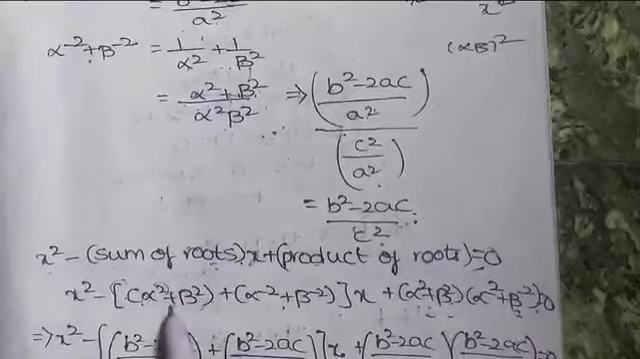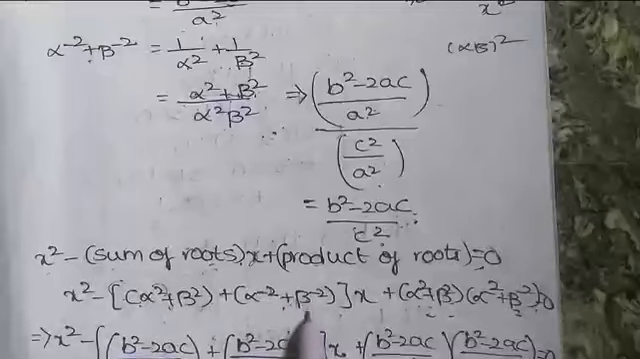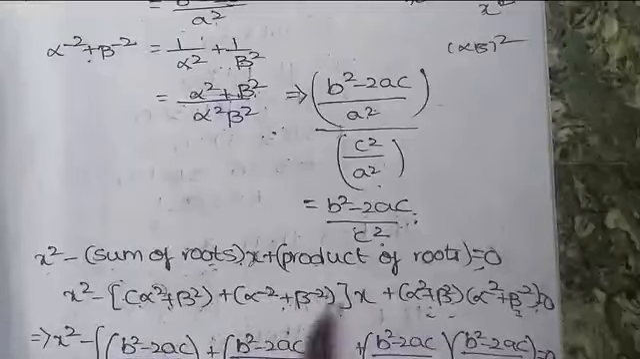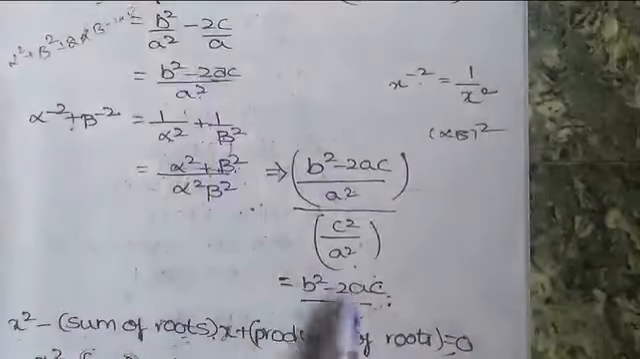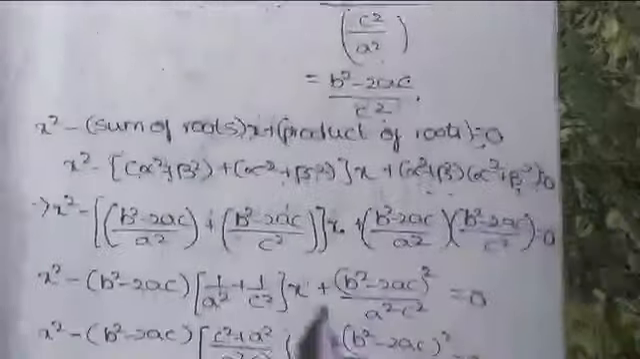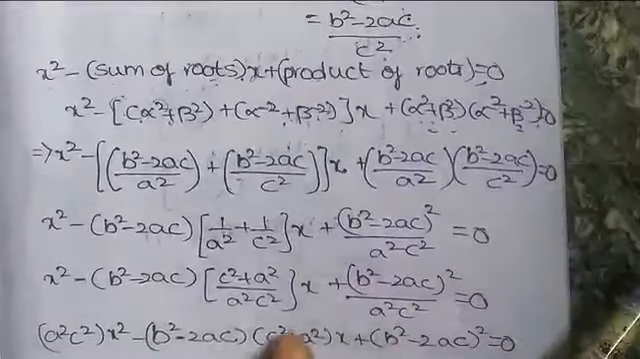So we already have the alpha square plus beta square value and alpha power minus 2 plus beta power minus 2 value. So substitute the values which we have calculated before, this value and this value. So after solving that, we will get an equation. This is the required quadratic equation.